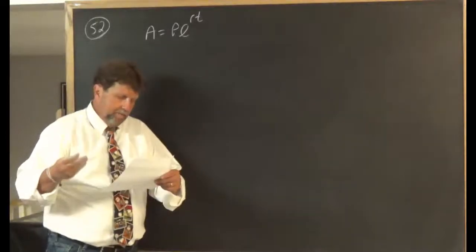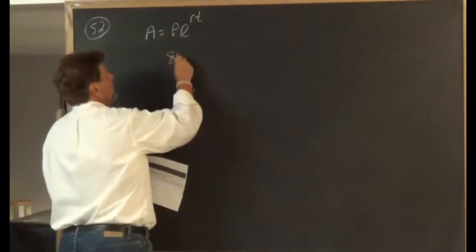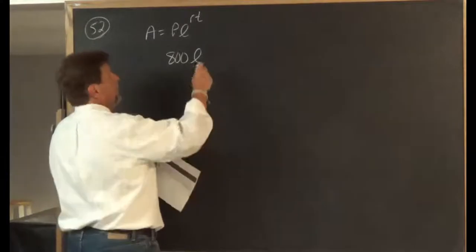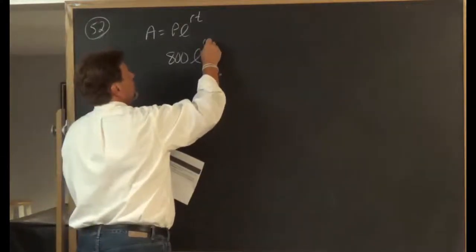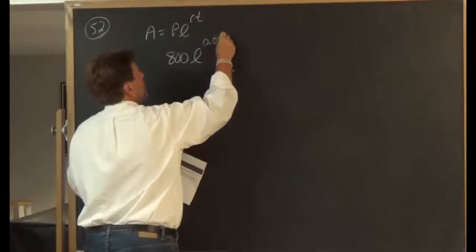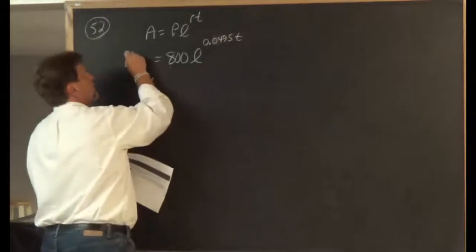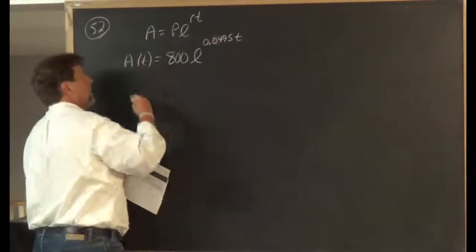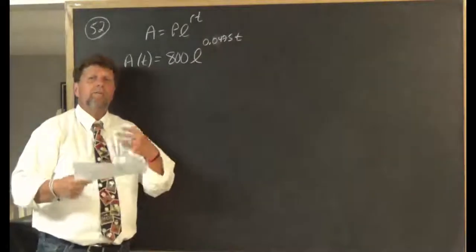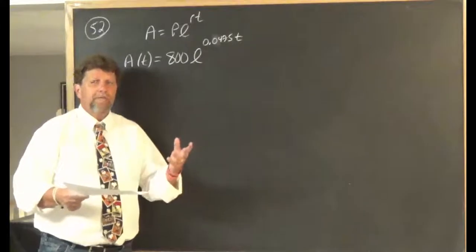So here we know what P is. We know P is 800. We know R is 4.75%. I'll just write that as T. So that's really for this problem what the continuous compound interest function would look like. It's no different than what we did before.